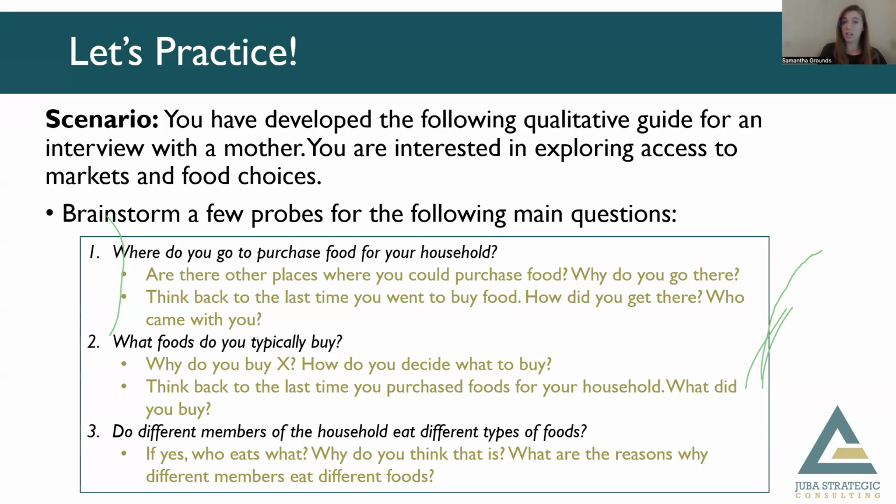Think back to the last time you went to buy food. How did you get there? Who came with you? So this is using that think back strategy and pulling them back to a specific time. So not just think back to in general when you buy food. This is saying the last time that you went out and bought food for your household. Think to that specific time. What did that look like? How did you get there? Who came with you? So orienting participants to a specific time.